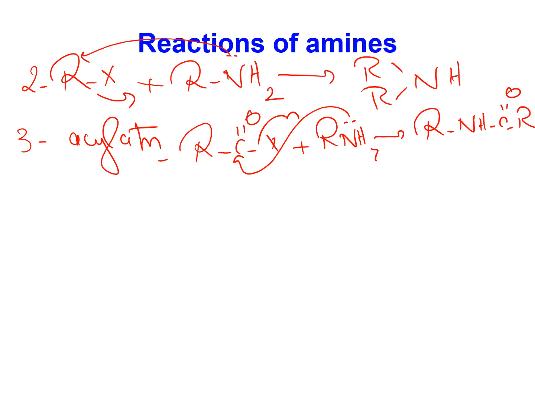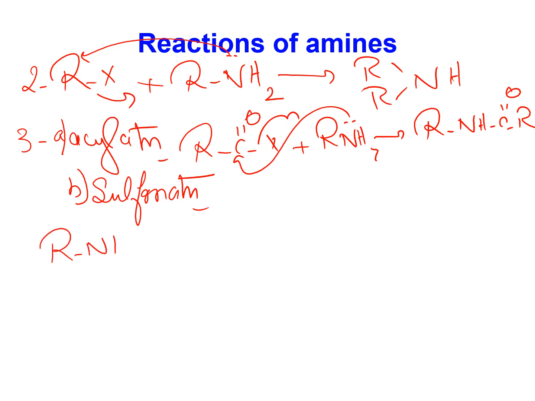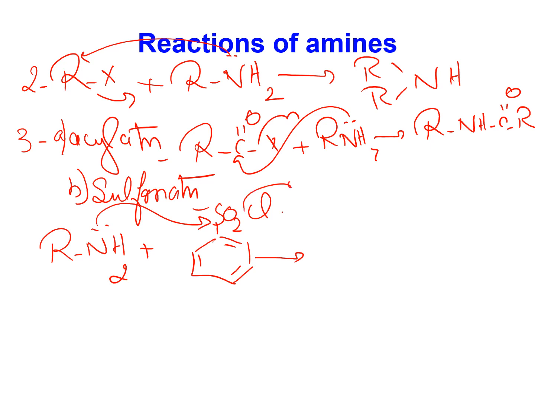A very much related reaction is the sulfonation. So the acylation is a type, and the second type is the sulfonation of these compounds, where you actually react your amine with the sulfonic acid. Say we use sulfonyl chloride, benzene sulfonyl chloride. What happens is the same. You will have an attack of the amine on the sulfur, releasing the halogen, giving the sulfonamide. This is the structure of the sulfonamide.